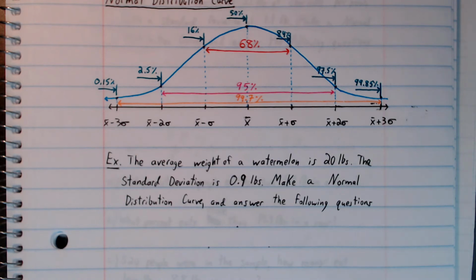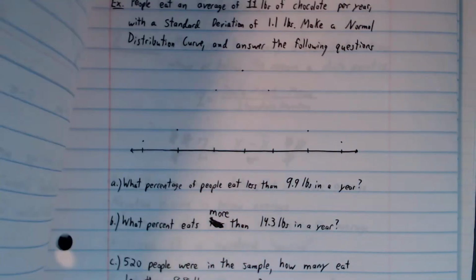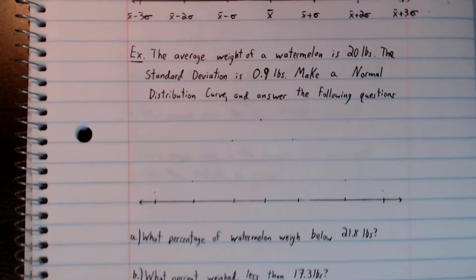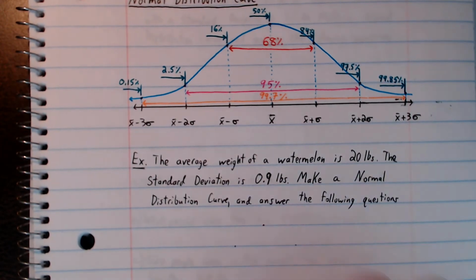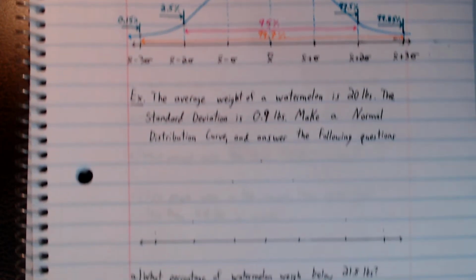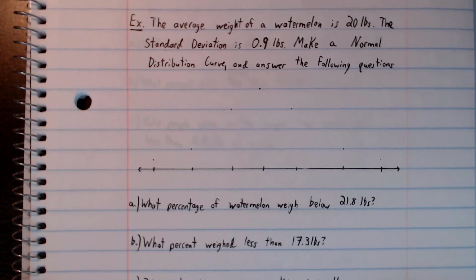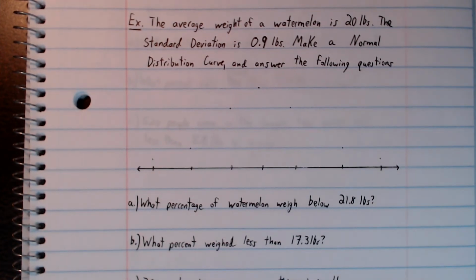So let's get to the couple of questions we need to do. That's the information that we need. I'll go back to that in a second, but you will be able to refer to it because hopefully you wrote it down. They tell us that the average weight of a watermelon in this example is 20 pounds and the standard deviation is 0.9 pounds. By the way, I looked that up on Google. That is what they told me as far as the average weight.